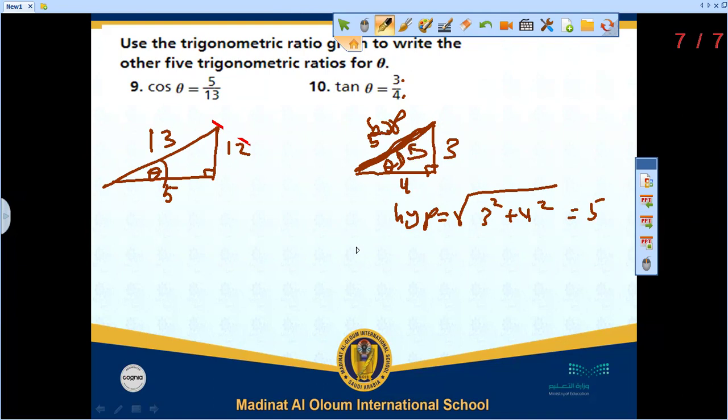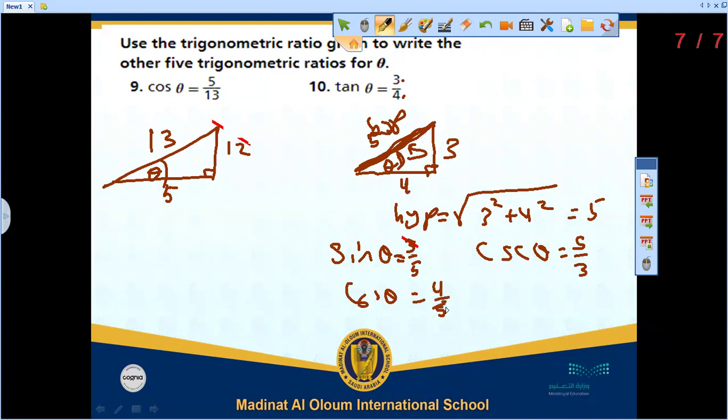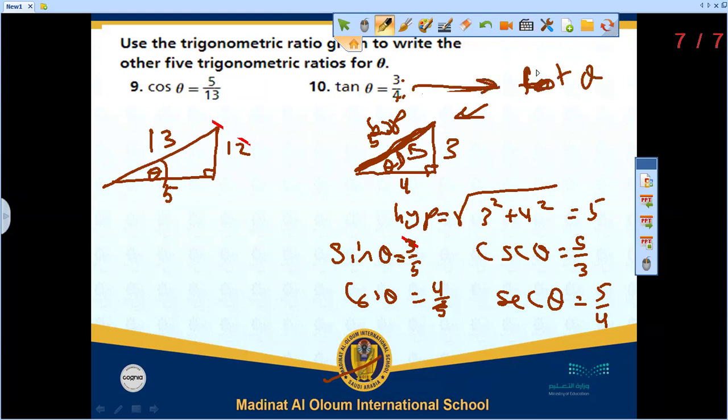Sine theta, opposite over hypotenuse, for example, is 3 over 5. I can get cosecant theta: flip, 5 over 3. I can get cosine theta, adjacent over hypotenuse, 4 over 5. I can get its reciprocal, secant, which is 5 over 4. We can find also tan theta for this triangle, guys. Tan theta given, I can get its cotan directly. Flip. Cotan theta is 4 over 3.